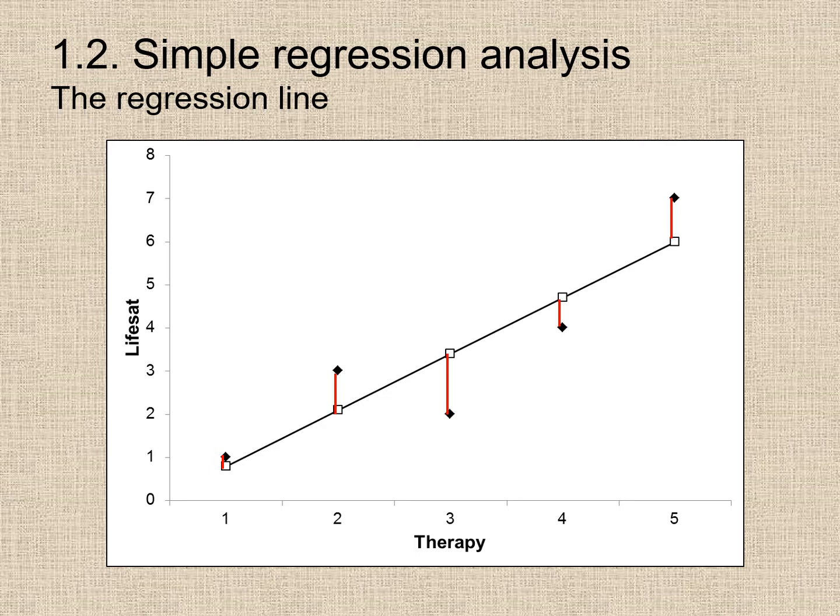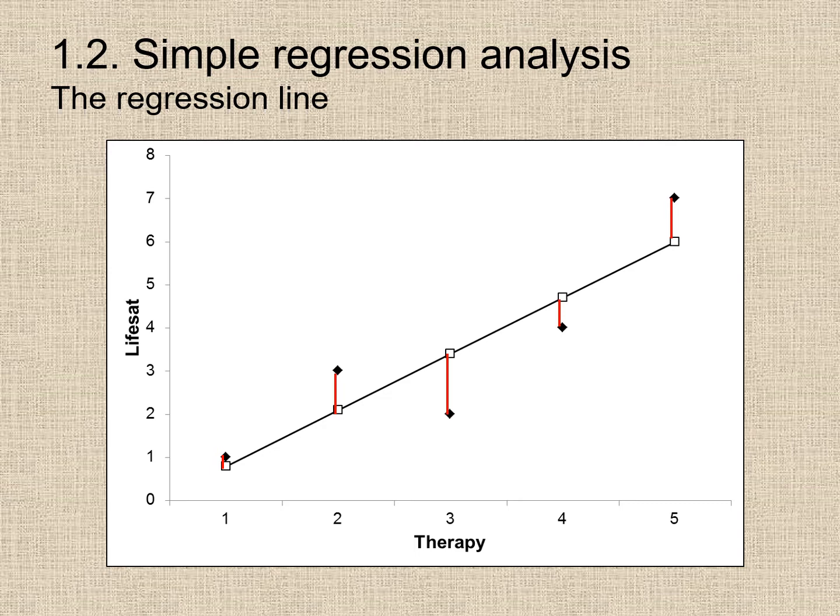And what are those distances? Well, according to our regression line, people have this level of life satisfaction for the various levels of therapy. So according to our regression line, if you have 3 occasions of therapy, then you're predicted to have this level of life satisfaction. If you get 2 occasions of therapy, you're predicted to have that level of life satisfaction, and so on. So the line represents predicted level on the dependent variable for various levels of the independent variable.